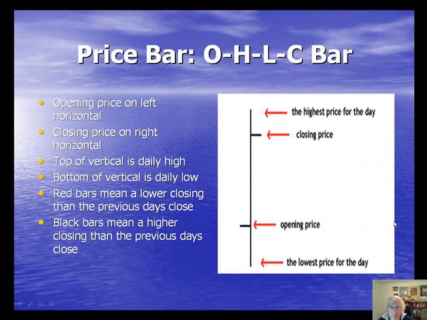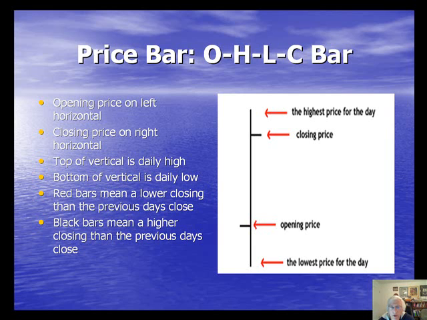So let's zero in now on what a price bar actually looks like and the information we can glean from it. So the opening price you will see on the left horizontal. The closing price is on the right horizontal. The top of the vertical gives you your daily high, and the bottom of the vertical gives you your daily low.